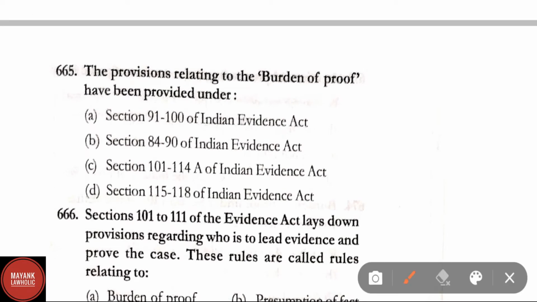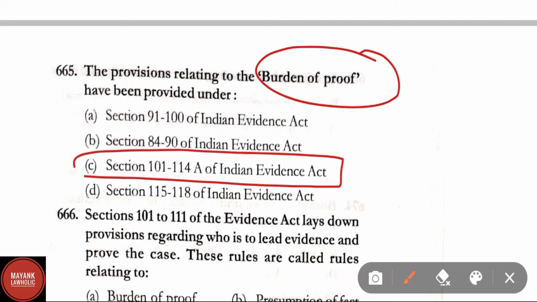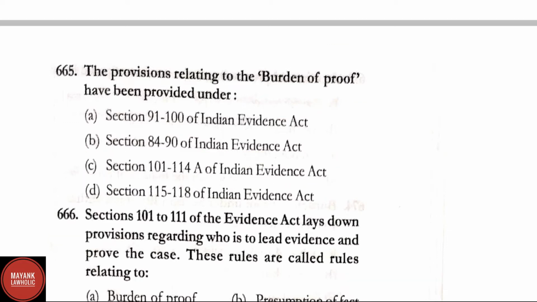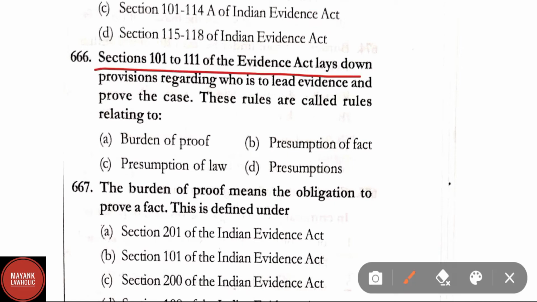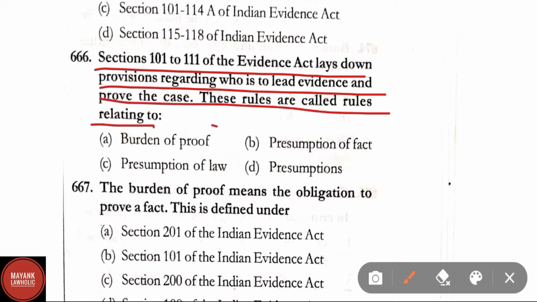The provisions relating to burden of proof have been provided under: correct answer is option C, that is sections 101 to 114A of the Indian Evidence Act. Question number 666. Sections 100 to 111 of the Evidence Act lay down provisions regarding who is to lead evidence and prove the case. These rules are called rules relating to burden of proof. Option A is the right answer.